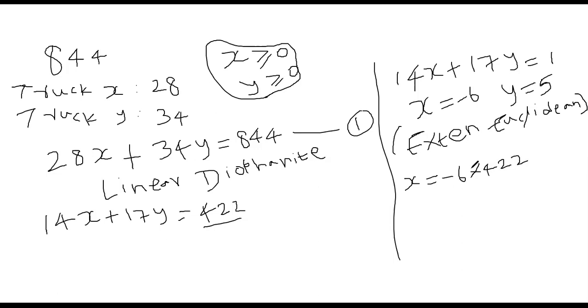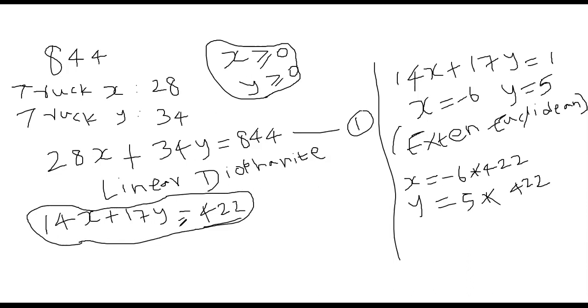Let me give you some time to think about why I am multiplying x by 422. We solved 14x plus 17y equal to 1, which means if you want the right hand side to be 422, we need to multiply each side by 422. That's basically what I'm doing. So this is the solution for my original equation that I wanted to solve. This is the problem we have to solve, right? But if you look at it carefully, x is negative, which makes no sense in this context.